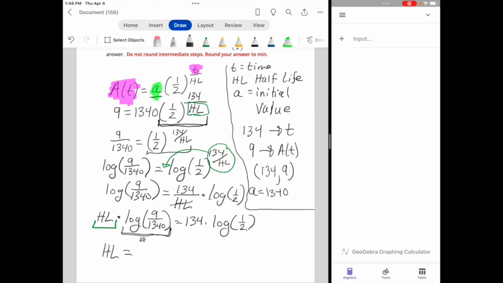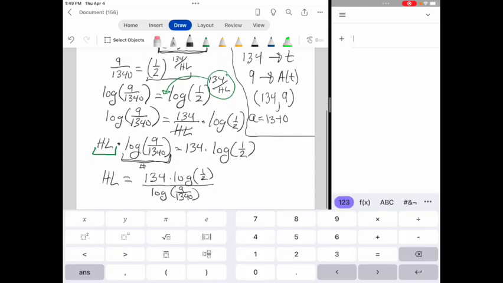So what we're left with is that HL is equal to 134 times log of 1/2, divided by log of 9 over 1,340. Now we need to put this in decimal format, and keep in mind that you don't want to round intermediate steps, because if you keep rounding every step, it's going to throw your answer off quite a bit. You only want to wait till the end to round. So we're going to put this whole expression in our calculator and get the decimal value one time.